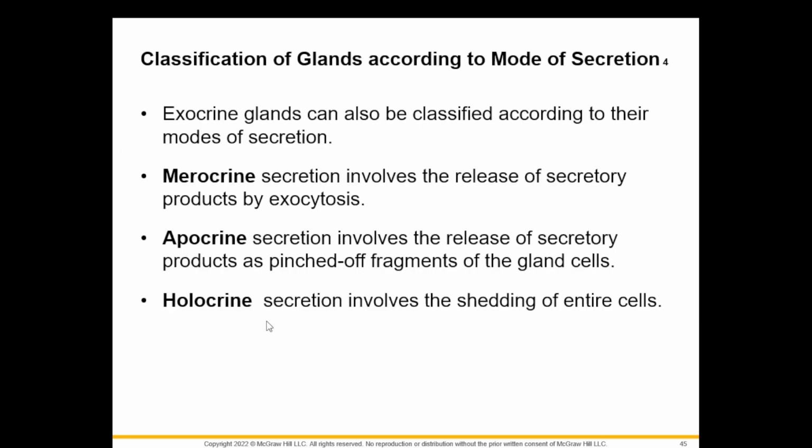Lastly, your exocrine glands can be classified according to their mode of secretion. So we have merocrine, which produces its secretion by exocytosis. Apocrine, which produces its secretory products by pinching off fragments of the gland cells, meaning a portion of the gland cells actually are removed. And then holocrine, wherein the entire cell is removed.